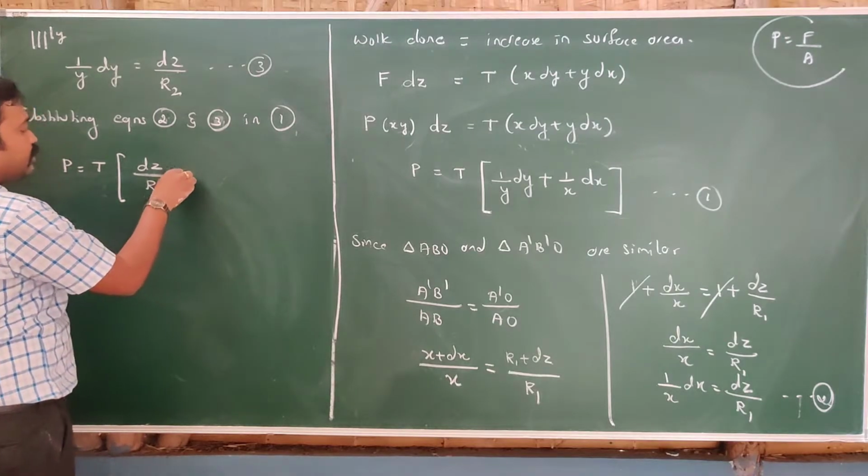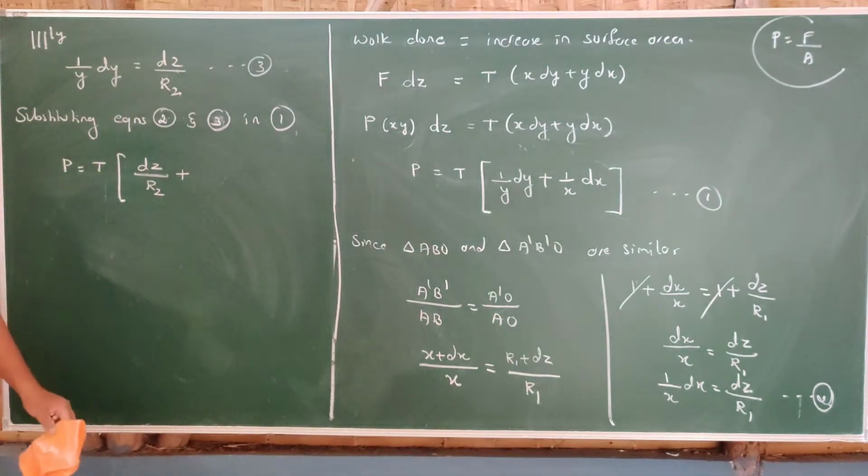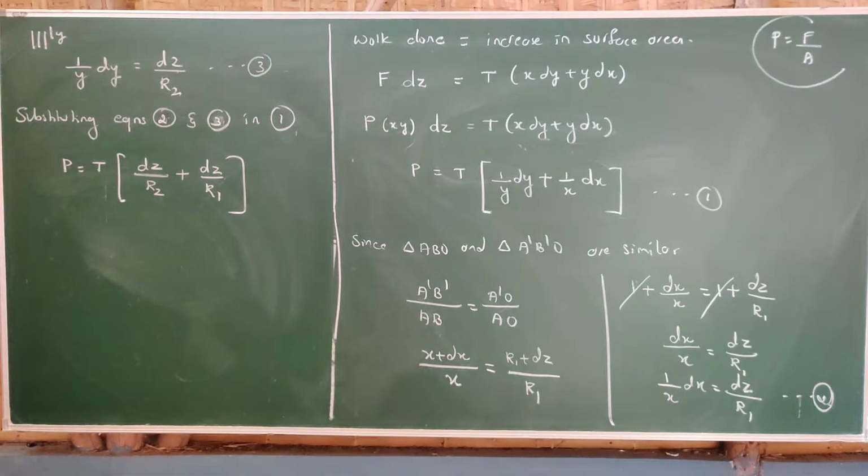Here there is a plus. Let me take it like this: 1 by x dx. How much is 1 by x dx? dz divided by R1. So let us understand about this. P is equal to T times dz divided by R1. This is about the derivation. I substituted here 1 by y dy, so instead of writing that, I consider it as dz. So P is equal to T times dz divided by R2 plus dz divided by R1. So this is the pressure.